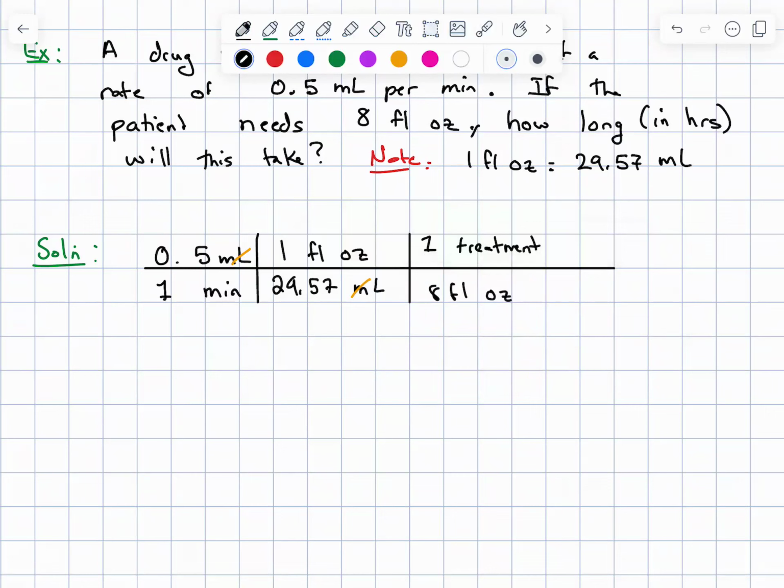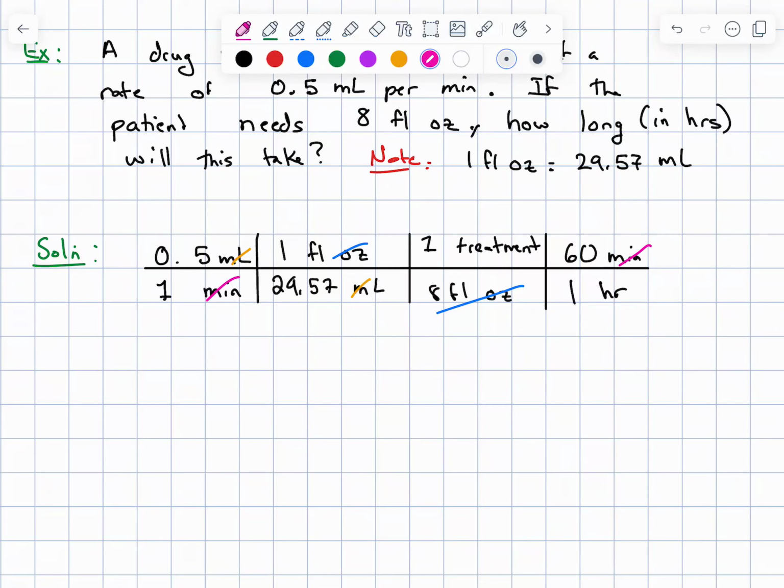And so that will cancel the fluid ounces, and we've got treatments per minute. Whenever I keep canceling the minutes, you'll notice the measurement of time is always in the denominator. Let's just carry this out and you'll see what happens. I wanted to know how many hours, so I'll convert the 60 minutes to 1 hour, and the 60 minutes will cancel. Then I've got treatments per hour.